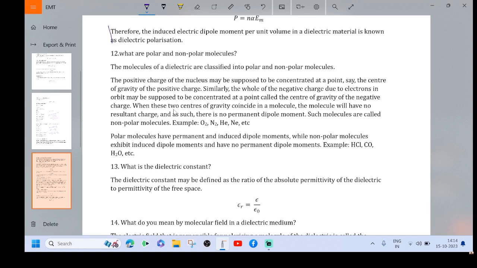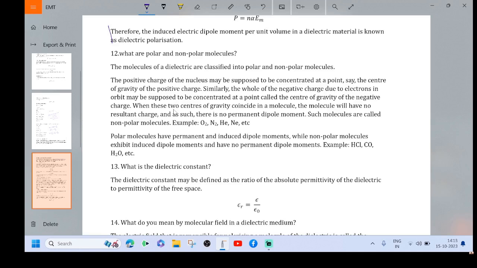When these two centers of gravity coincide in a molecule, the molecule will have no resultant charge and as such, there is no permanent dipole moment. Such molecules are called non-polar molecules. Examples: O2, N2, helium, neon, etc. Molecules with no permanent dipole moment are called non-polar molecules.